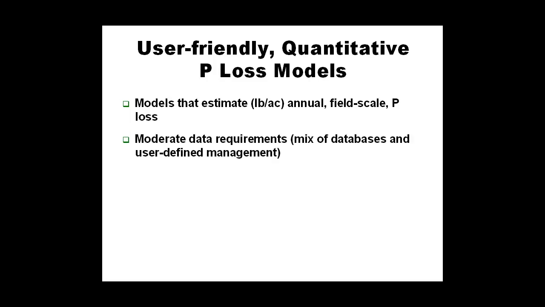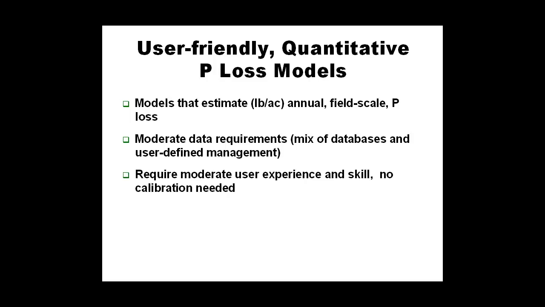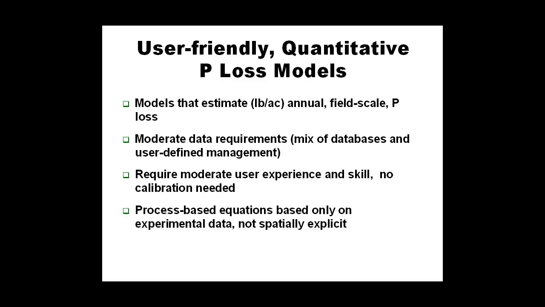So we look at this newer trend of models, user-friendly quantitative models. These are models that estimate annual field scale phosphorus loss in pounds per acre. They have moderate data requirements. They'll have a mix of databases, maybe databases of the soil in your state or county. And then you need inputs for your user management. So it requires a fair bit of data, but a lot of it may be hardwired into the model. The skill and experience needed there is only at a moderate level. So we try to use the same process-based equations that are in these more complex models.